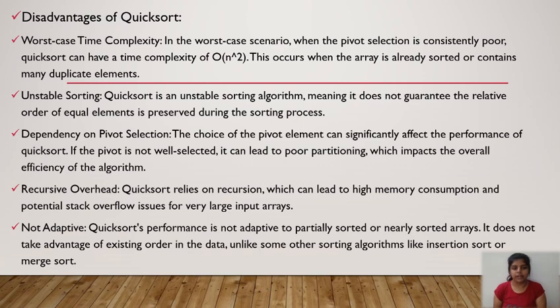Recursive overhead. Quicksort relies on recursion, which can lead to high memory consumption and potential stack overflow issues for very large input arrays. Not adaptive. Quicksort's performance is not adaptive to partially sorted or nearly sorted arrays. It does not take advantage of existing order in the data, unlike some other sorting algorithms like insertion sort and merge sort.